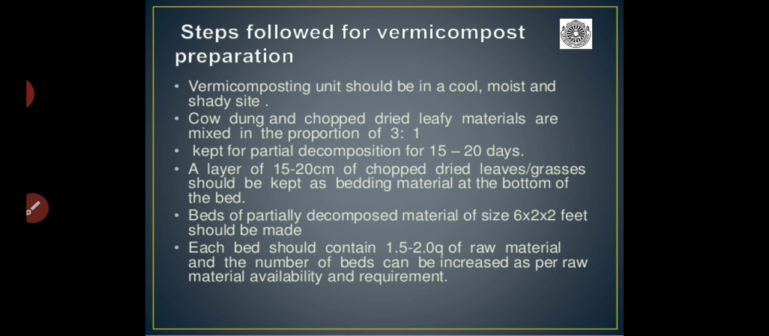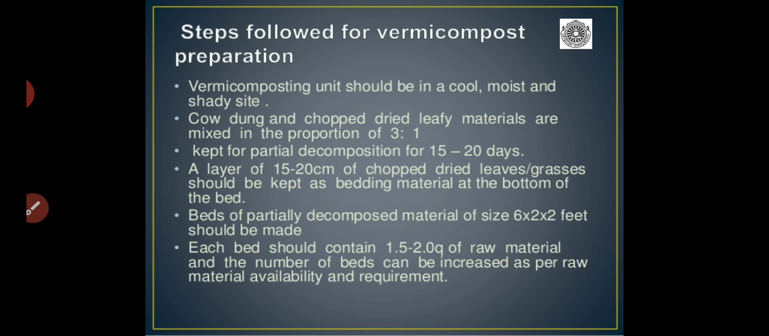And the steps followed for vermicompost preparation. The vermicomposting unit should be in a cool, moist and shady site. Cow dung and chopped dried leafy materials are mixed in the proportion of 3:1, that is, 3 parts of cow dung and 1 part of chopped dried leafy materials.